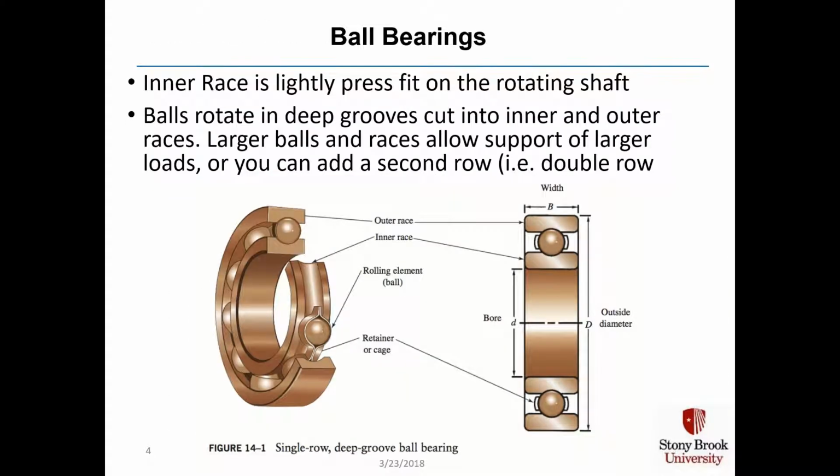The most common bearing is called a ball bearing. In a ball bearing, the inner race is lightly press fit onto the rotating shaft. The outer race is typically press fit into a housing. And the balls in the ball bearing rotate in deep grooves cut into the inner and outer races. Large balls and races allow support of larger loads, or you can add a second row. This is then called a double row bearing.